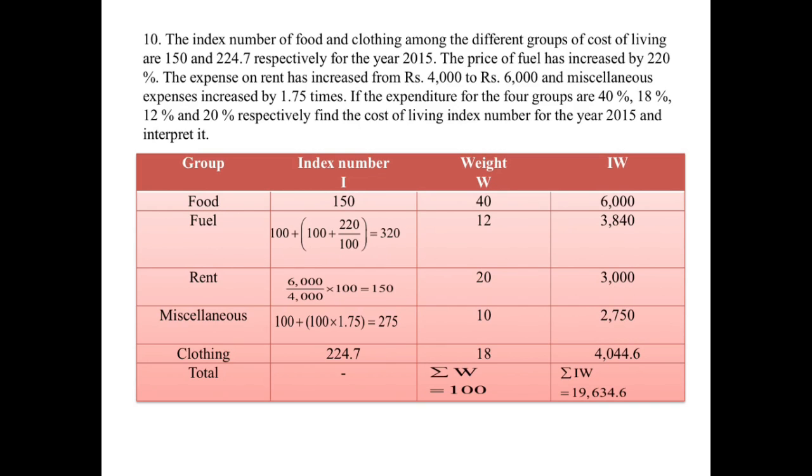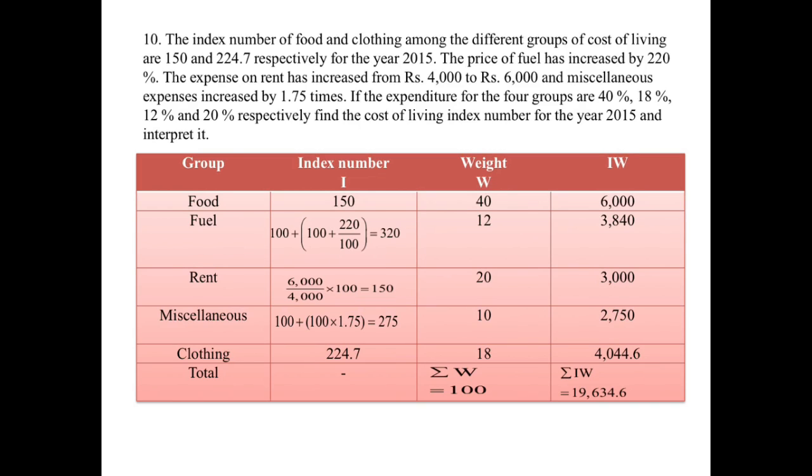So there are total 5 items: food, fuel, rent, miscellaneous and clothing. They straight away given us the index number for food is 150 and for clothing it is 224.7. So we write in food row it is 150 and in clothing row it is 224.7 in index number column. Now for fuel they say that it is increased by 220%. So simply we write 100 plus 220 is equal to 320 for fuel.